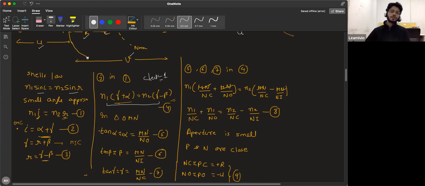It's a very lengthy calculation. If you make a mistake here, then you will not get the final result. Do one thing, just write down up to equation number 4, then move forward.